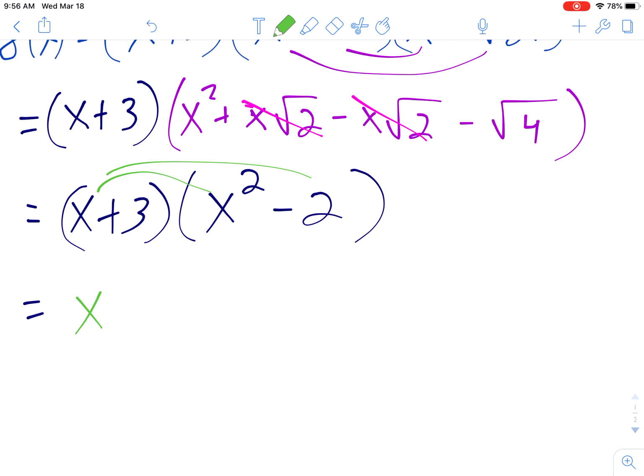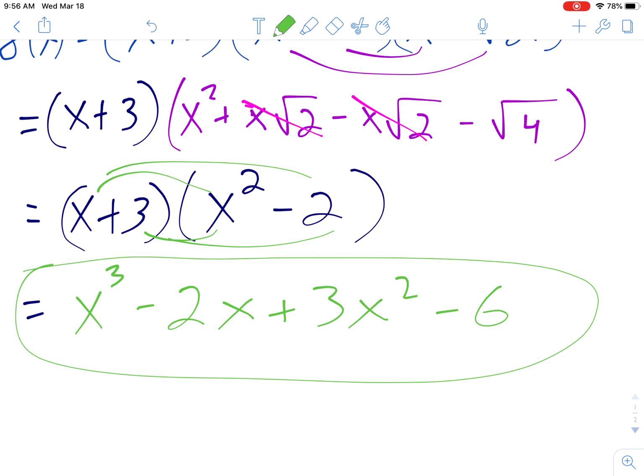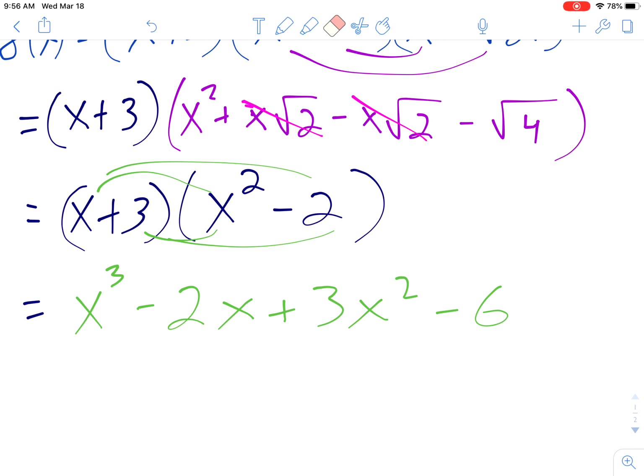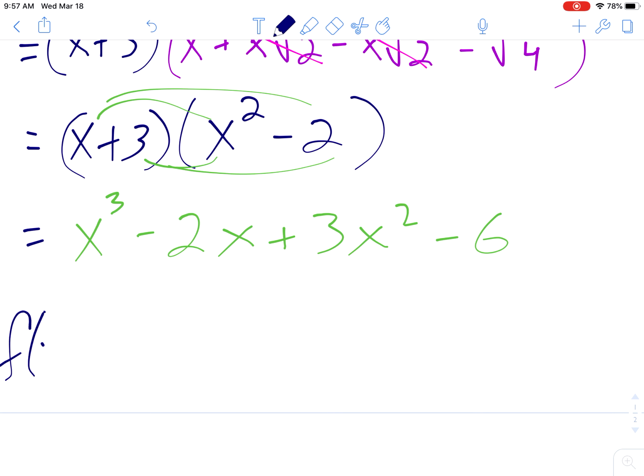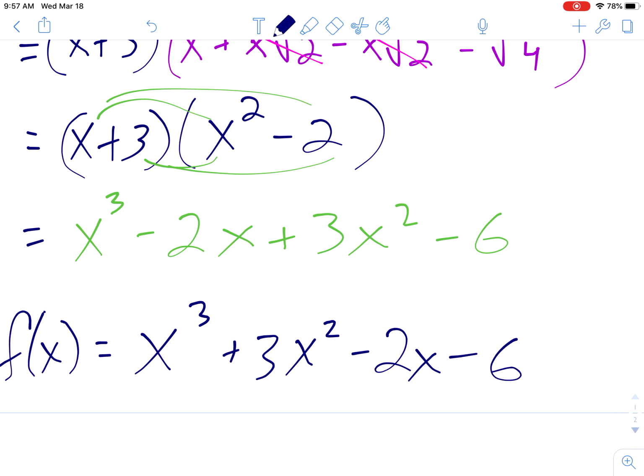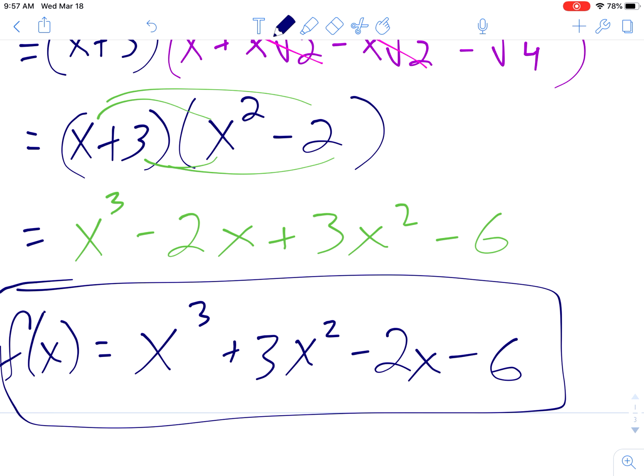So x times x squared is x cubed. X times negative 2 is 2x, and then this times this is 3x squared. That times that. This one's done. There's nothing to simplify on that. Well, I guess there is. I guess we should rewrite it. I don't really like the way it looks. So I'm going to rewrite it properly. We have x to the third plus 2x plus 3x squared minus 2x minus 6. So that's the best solution.